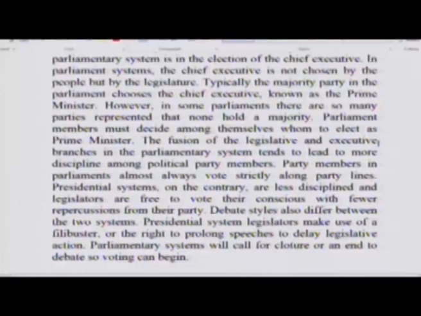The fusion of the legislative and executive branches in the parliamentary system tends to lead to more discipline among political party members. Party members in parliaments almost always vote strictly along party lines. Presidential systems, on the contrary, are less disciplined, and legislators are free to vote their conscience with fewer repercussions from their party. Debate styles also differ between the two systems. Presidential system legislators make use of a filibuster or the right to prolong speeches to delay legislative action. Parliamentary systems will call for cloture or an end to debate so voting can begin.